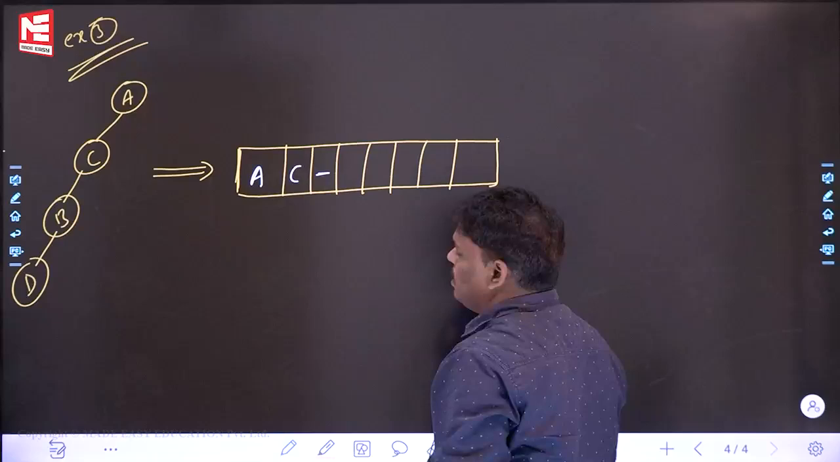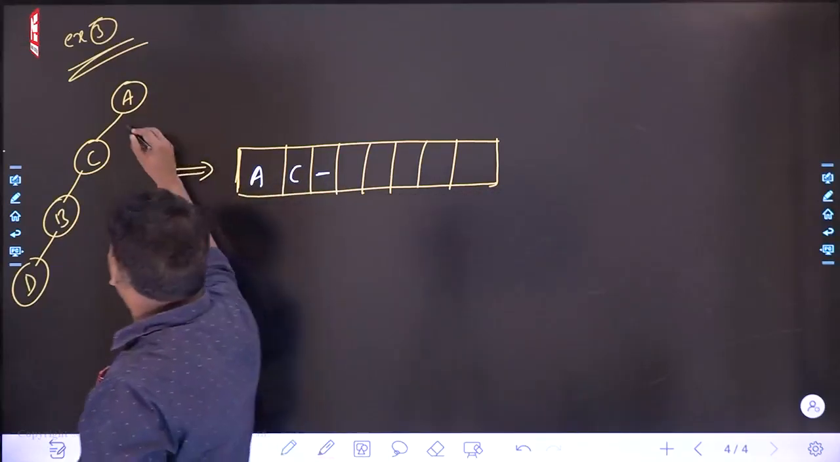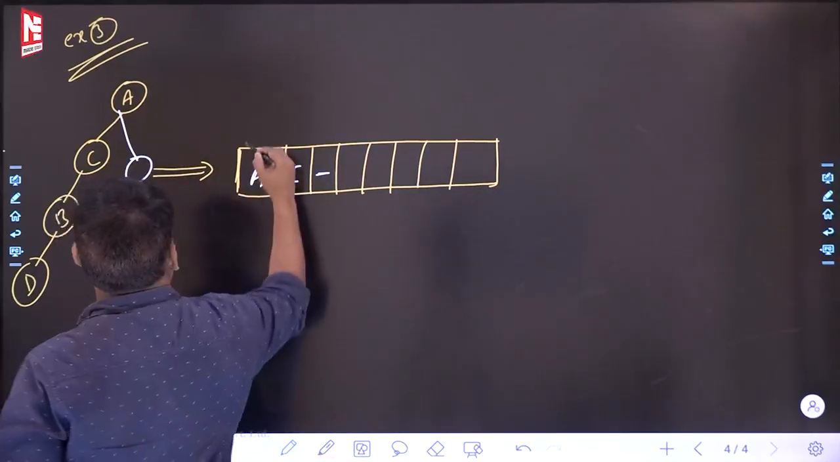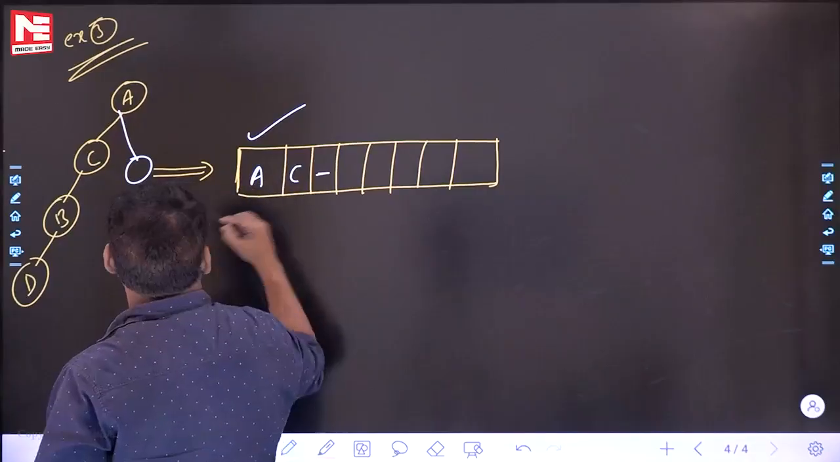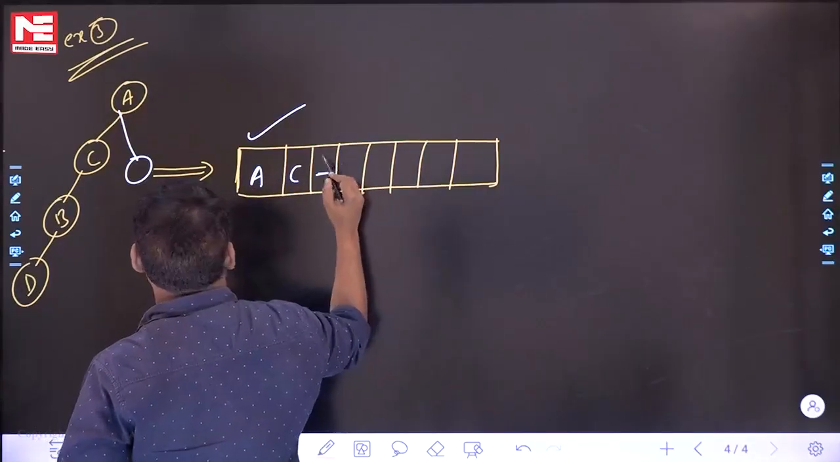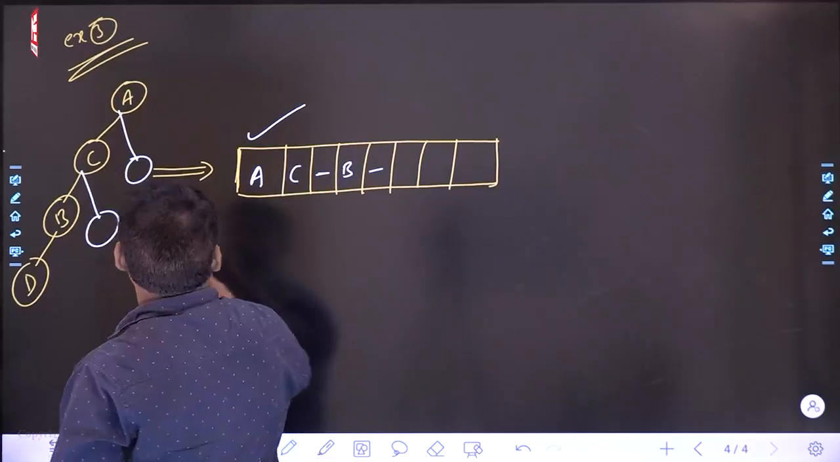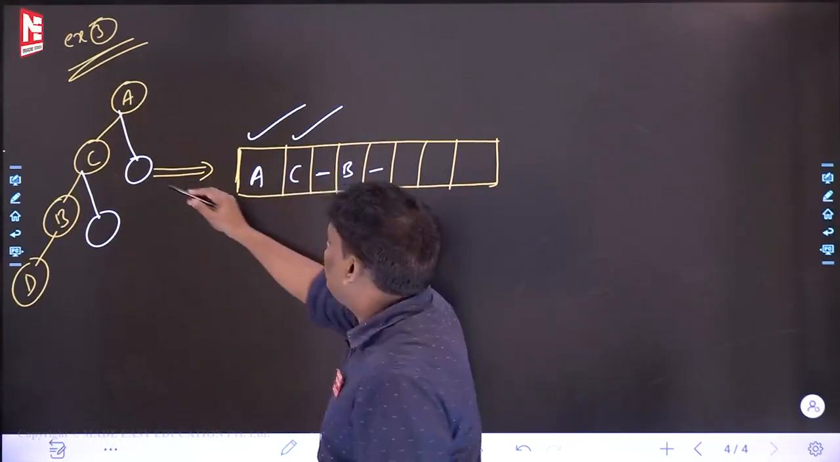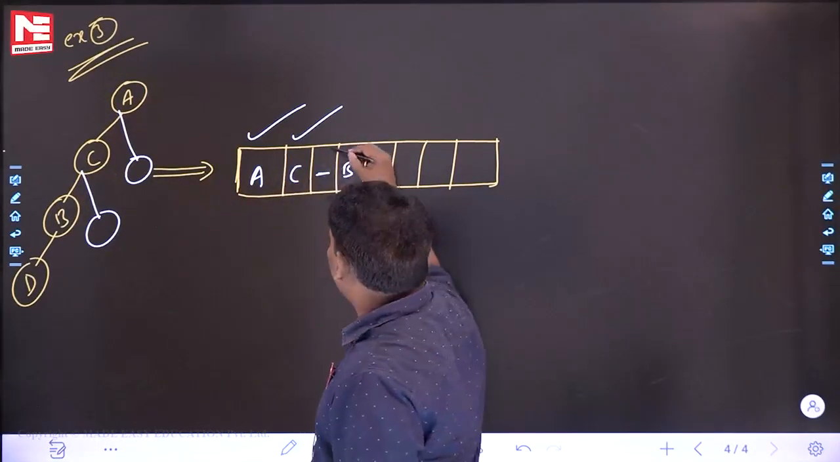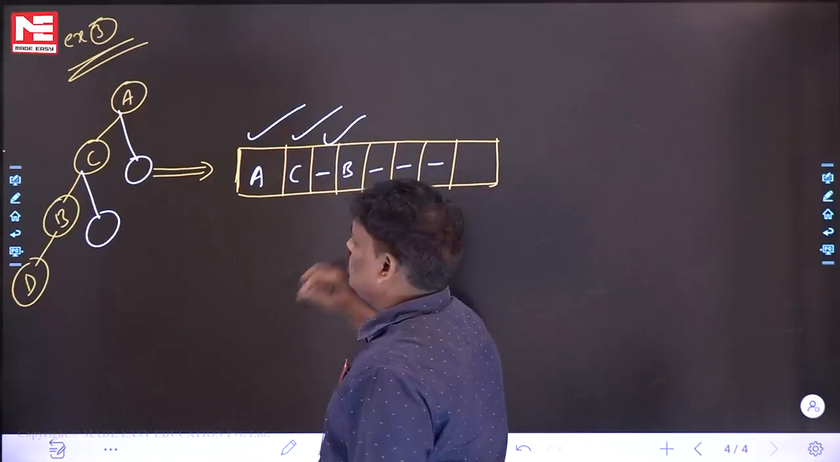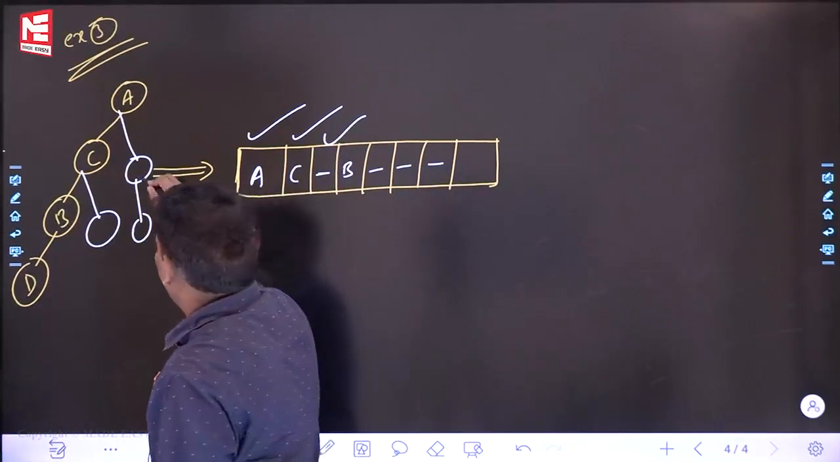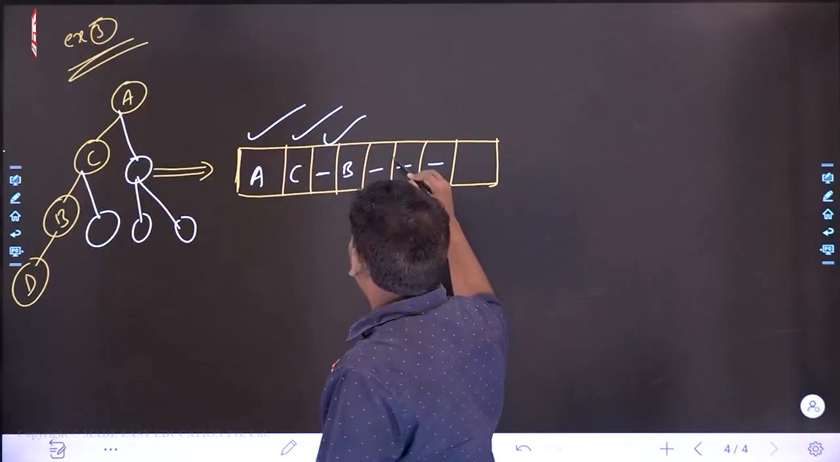Next one is gap. A followed by 2 children, C and gap. Next one, I think A is over. Next one, C followed by their 2 children. Who are those? B and gap. C also over. Next one, gap followed by 2 children. Not there, so 2 gaps. Next one, B followed by their 2 children.